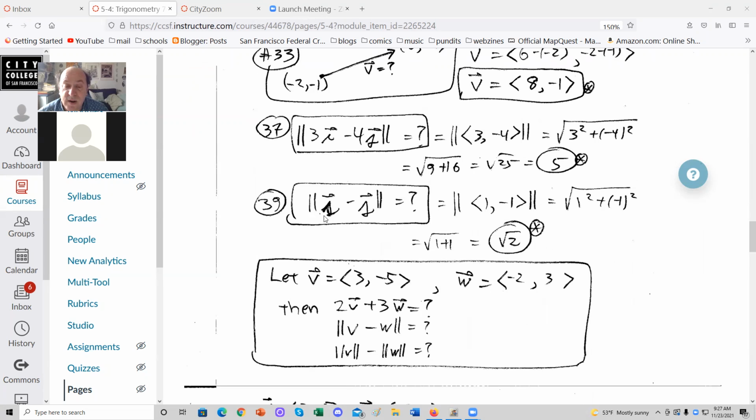Here we have another vector. What's the length of the vector i minus j? Well, i minus j is ⟨1, -1⟩. The length of that will be the root of 1 squared plus -1 squared, which comes out to root 2.